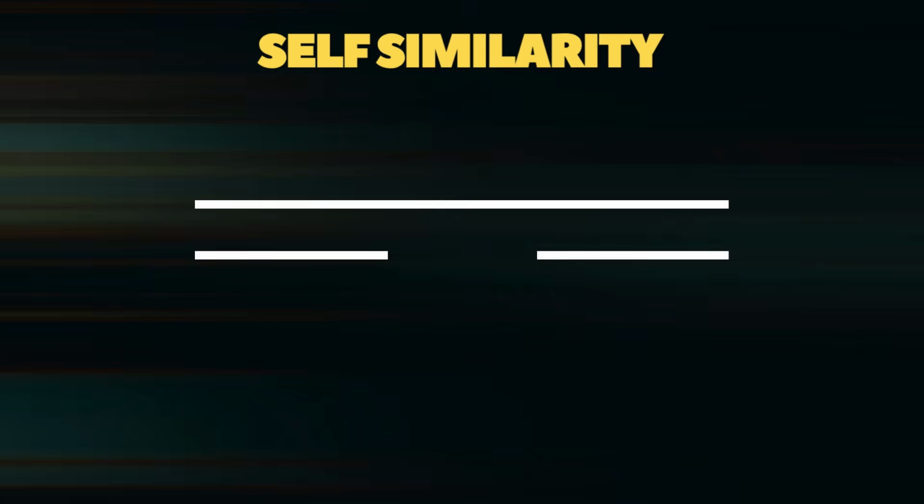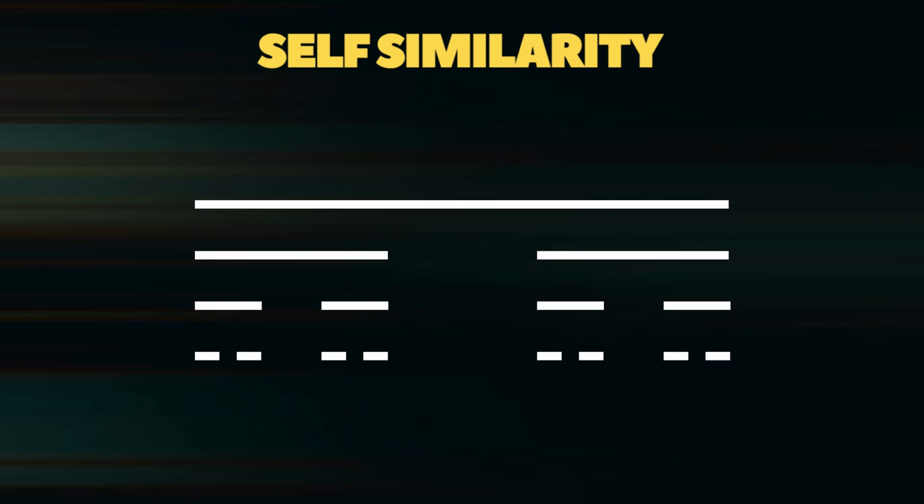The second concept is self-similarity. So imagine I take a line and I cut out the middle third. Now I've got 2 lines, and then with each new line I do the same thing. I take out the middle third of these new lines, and now I have 4 lines. Then I do it again. I have 8 lines, then 16, then 32, and so on.